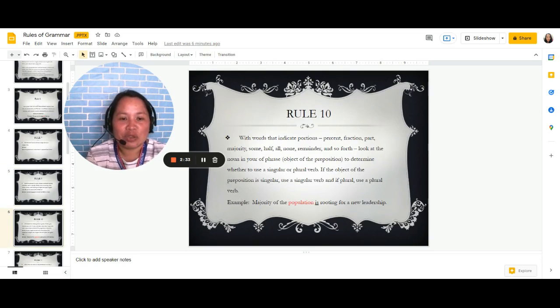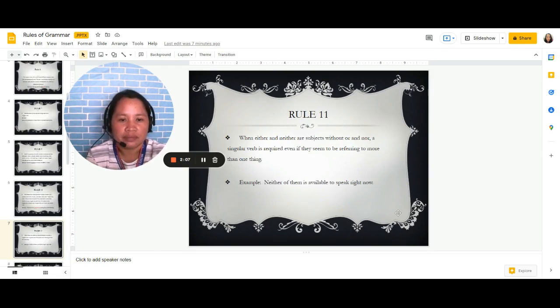Alright, next rule 10. With words that indicate portions, percent, fraction, part, majority, some, half, all, none, remainder, and so forth, you have to look at the noun in your phrase or the object of the preposition. So for example, here, majority of the population. So population here is the object. So population is singular, so we have to use the singular verb.